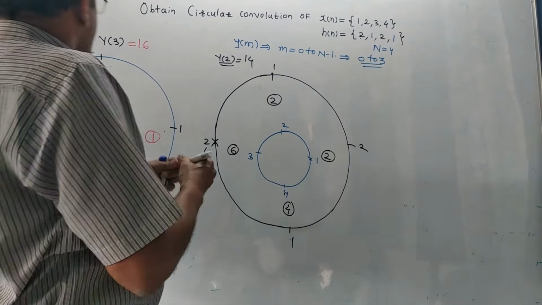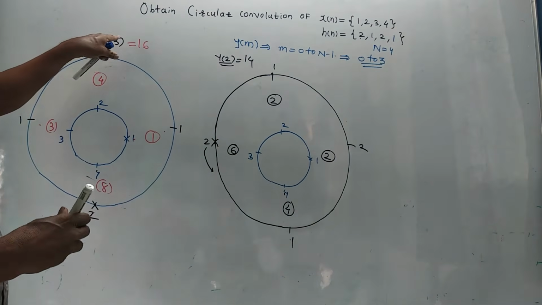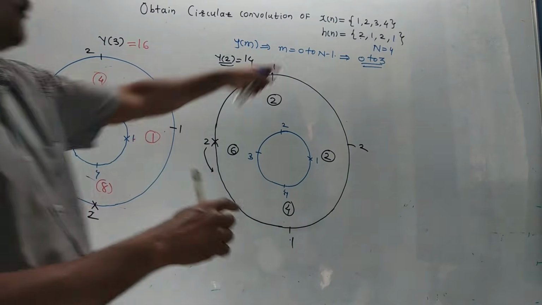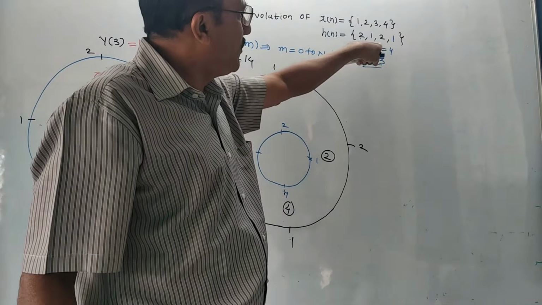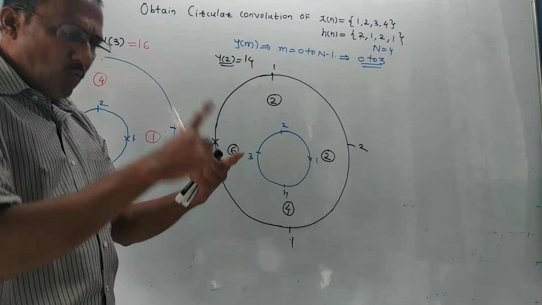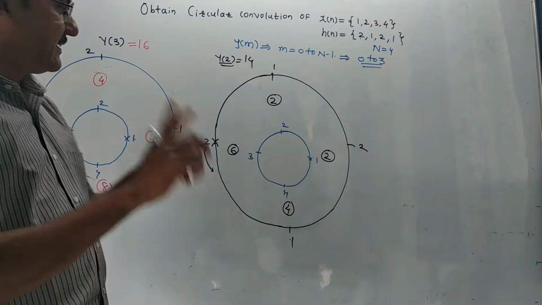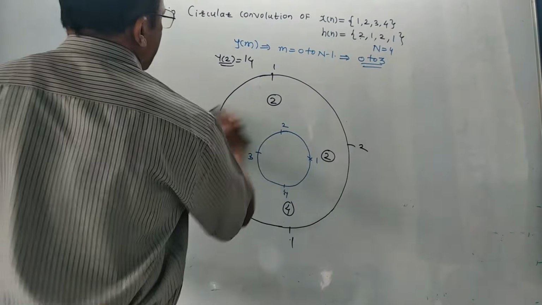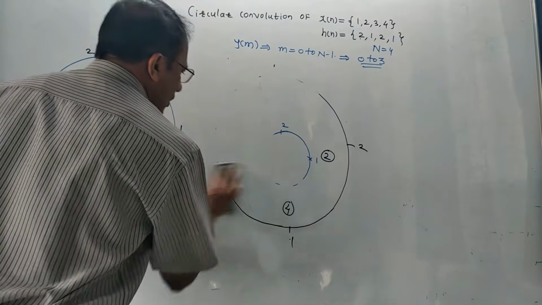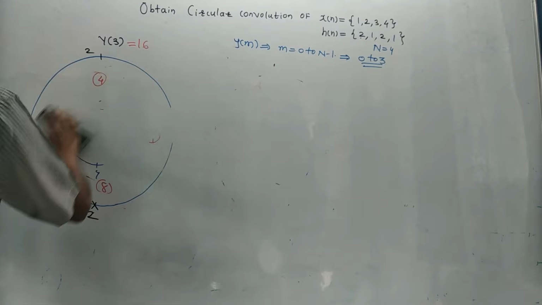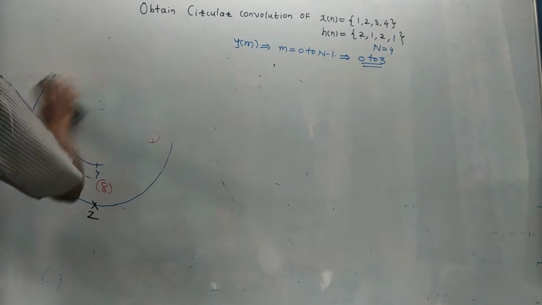Up to which value of m? That means I did it up to y of 3. Up to which value of m you need to do? Very simple. There were 4 samples. That means value of n was 4. So just perform 4 calculations. Y of 0, y of 1, y of 2, y of 3. That's it. Now, final answer is written as a sequence. We did all the calculations. As I said, this is called the graphical method or concentric circle method.